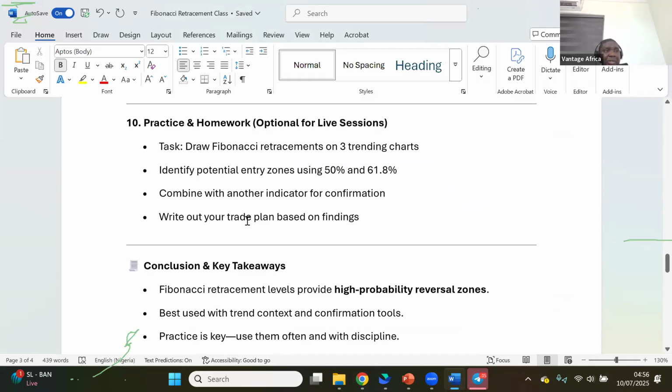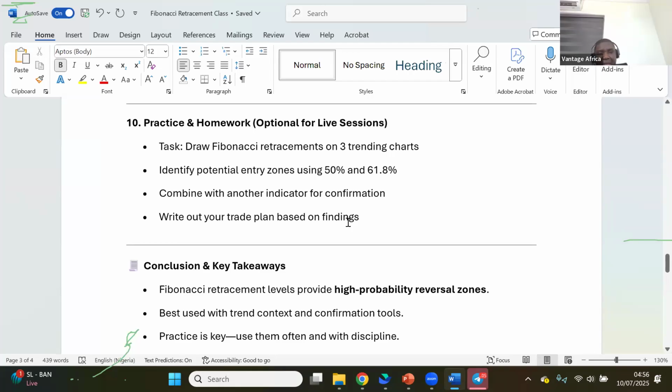Write it in your trading plan, which means that you know what works now. Add it to your trading plan as to what works for you. For example, I was mentioning different instruments earlier. I mentioned Euro USD, I mentioned GBP USD, I mentioned gold, I mentioned USD JPY. The reason I mention these is because I've used Fibonacci for all these. I know how it works for each one of them differently. So that's what we are saying here. Write out your trading plan based on your findings.